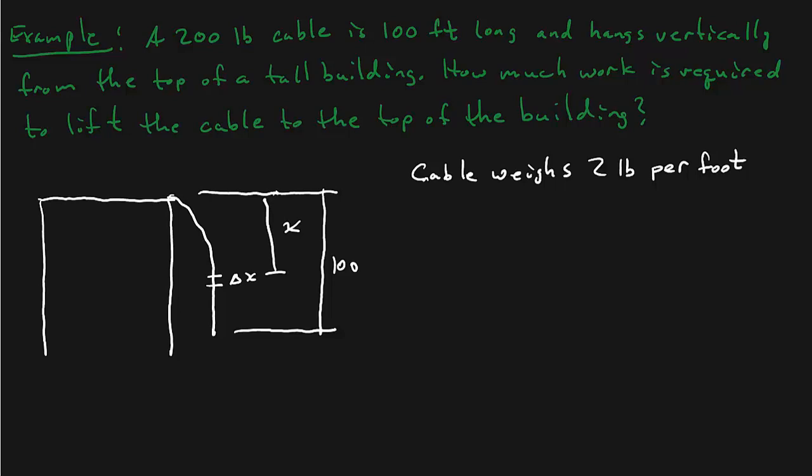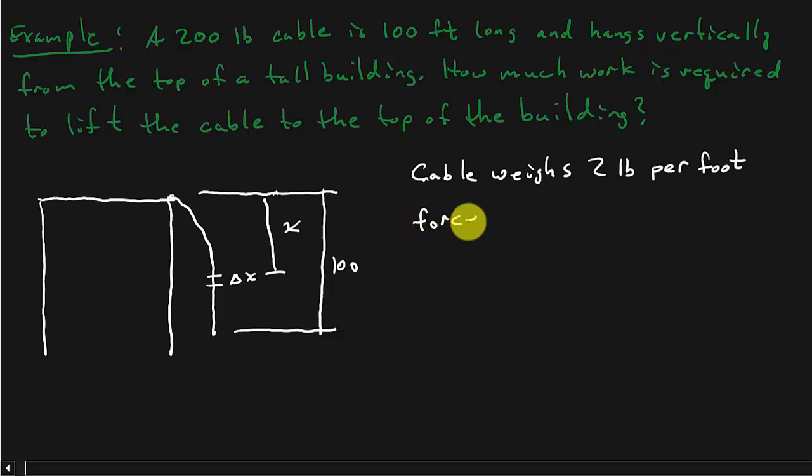Okay? So that tells us that the force of this little piece is the 2 pounds times the length of that cable. And what's the length of that cable? Delta x. That's the force. That's how many pounds it is. And then the distance we want to pull this little piece up. We're not looking at the whole rope, just this little piece. The distance we want to pull it up, the distance is equal to what? X.